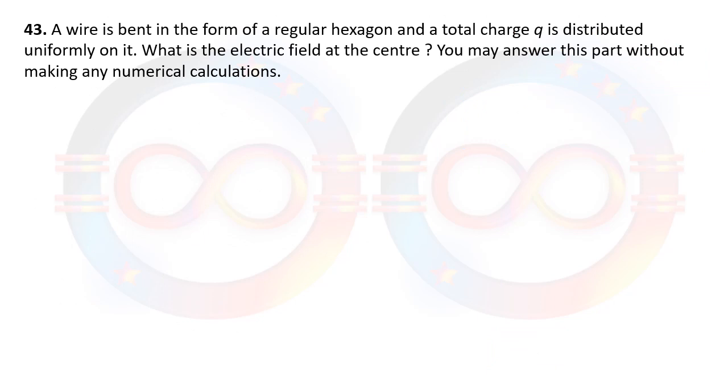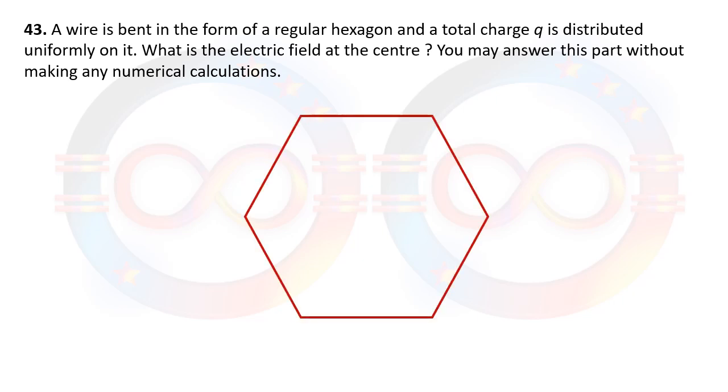Question number 43, a wire is bent in the form of a regular hexagon and a total charge q is distributed uniformly on it. Regular hexagon means it would have 6 sides, all of the 6 will be equal. If q charge is uniformly distributed, then each side also would have the same amount of charge. Let us consider one particular side, because in the question it is being asked what the field at the center is. Without any knowledge also, if you have the knowledge about the cavity or the field inside a particular closed conducting material, it is 0.